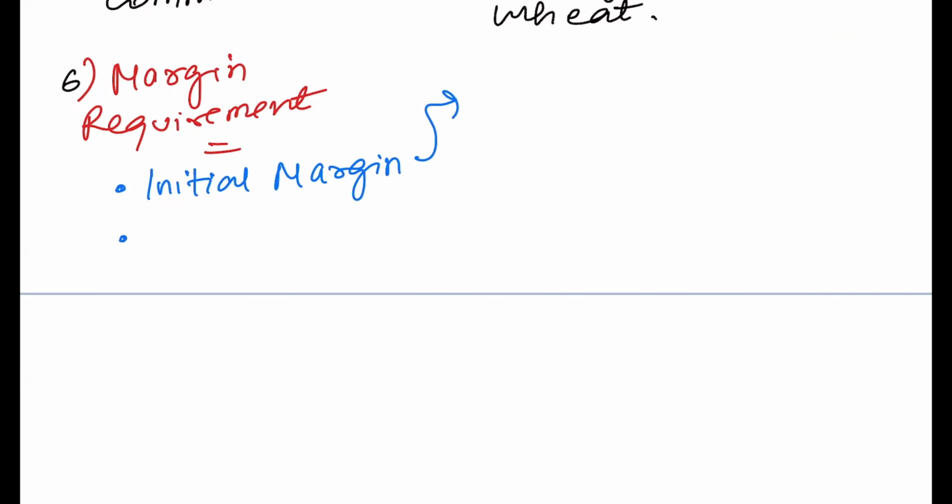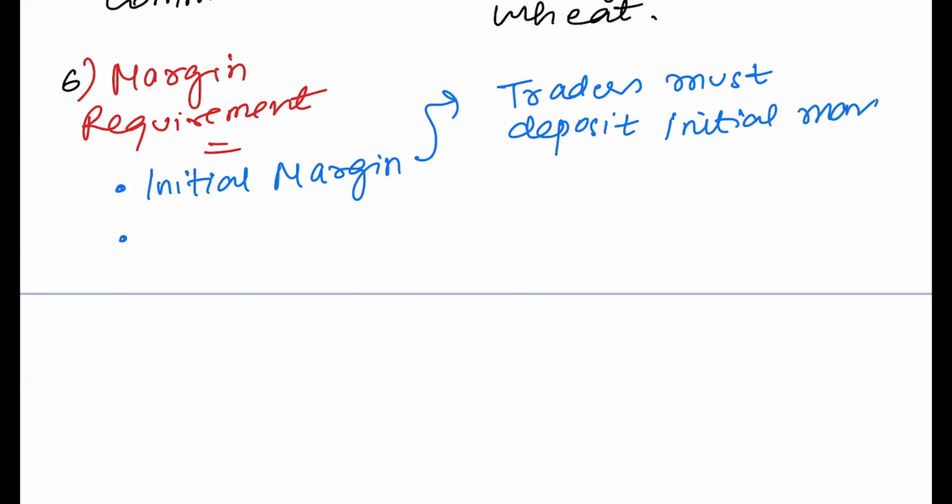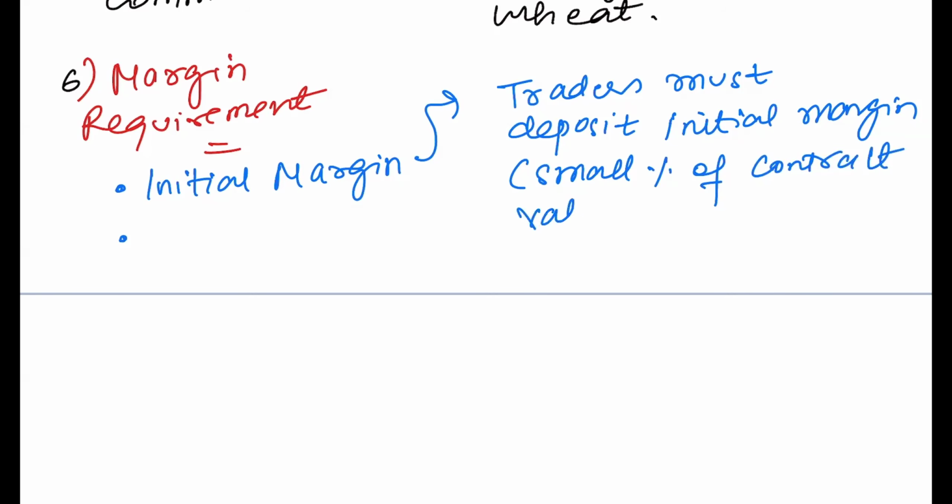traders must deposit an initial margin, which is nothing but a small percentage of the contract value, to open a position, or to enter into a transaction.